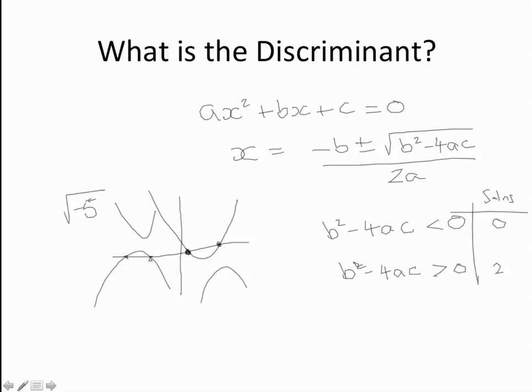And finally, if b squared minus 4ac equals 0, in that case, this part of the formula disappears, and I just get one solution, and that will be a graph looking something like this. It will just touch here. It didn't touch very well, but there you see what I mean. Okay, or it could be, of course, the other way around. Okay, let's look at an example.